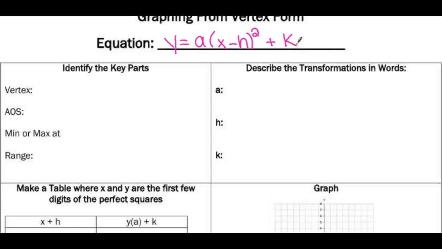Good. So it's that a out in front, x minus h inside, all squared instead of the absolute values that we had, plus k. Your vertex is always the opposite of h in the formula, comma, k. AOS is just me shortening axis of symmetry. It is always an equation. An equation has to have an equal sign. So it is x equals h.